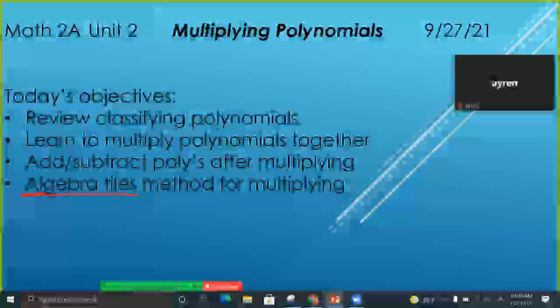All right. Morning to everyone who just joined. Go ahead and grab your paper. We just got started, so you haven't missed anything. Today we're going to be multiplying polynomials together.